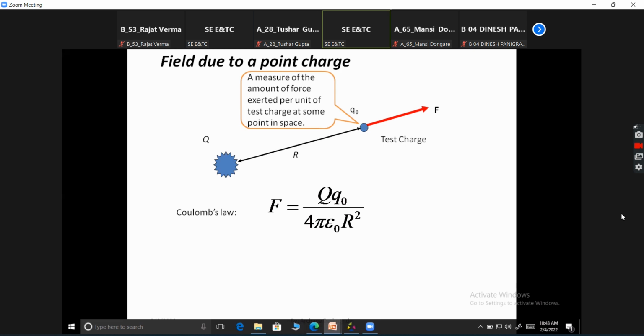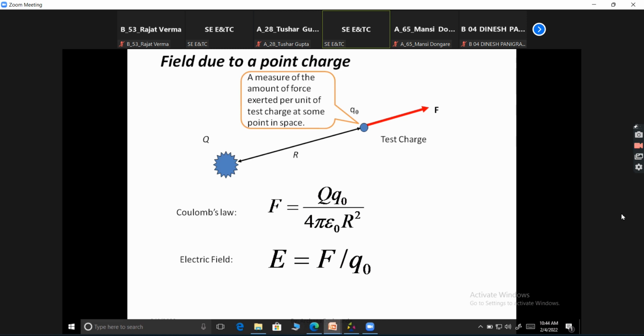One is your Q, capital Q. Another one is Q naught, that is the test charge. Okay, but if I have to define electric field intensity, it is the force experienced by the test charge. So that's why it is written as F divided by Q naught, right? This becomes your field intensity.